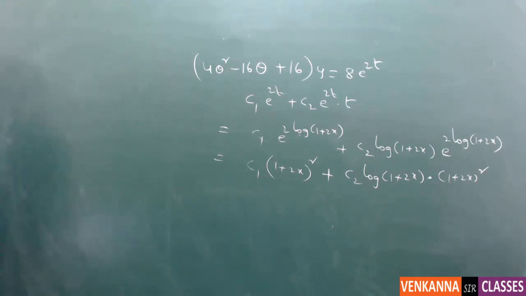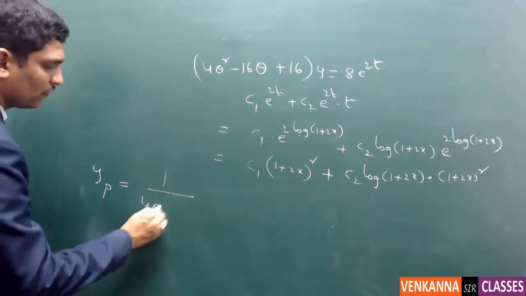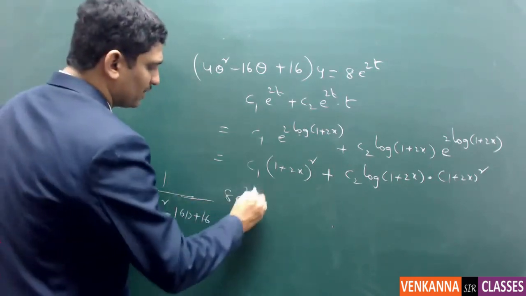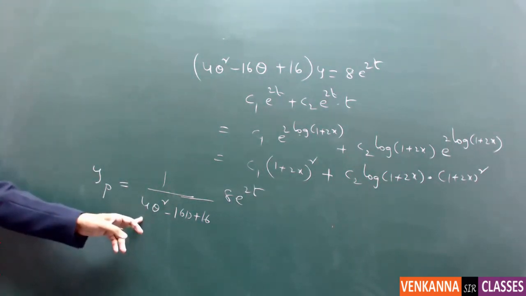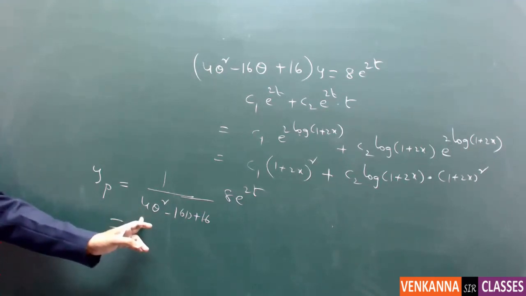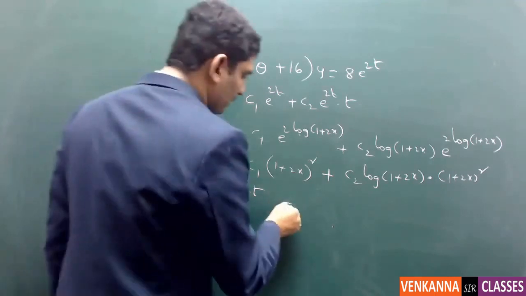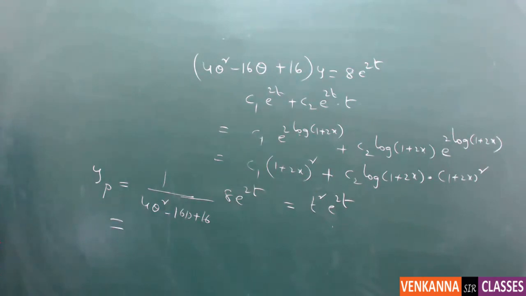Fine. So let us go with yp. Yp is equal to 1 by 4 theta square minus 16 theta plus 16 into 8 e power 2t. Since 2 is the root of it, we have to remove the factors here. So can you do it on your own? Please go ahead. I will write the solution part for you, you can check. t square e power 2t on removing the factors.